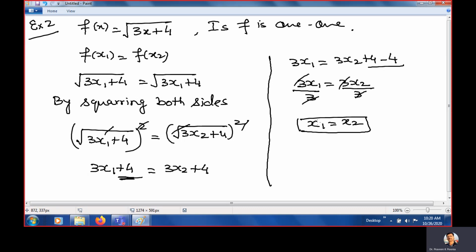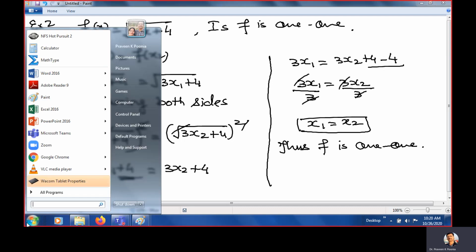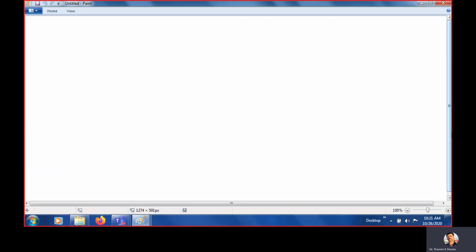And x1 is equal to x2 means what? Thus, f is 1, 1. Finish. Clear? So now we'll take one more question so that you can understand it.